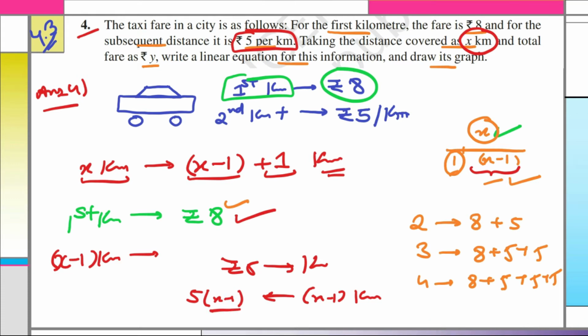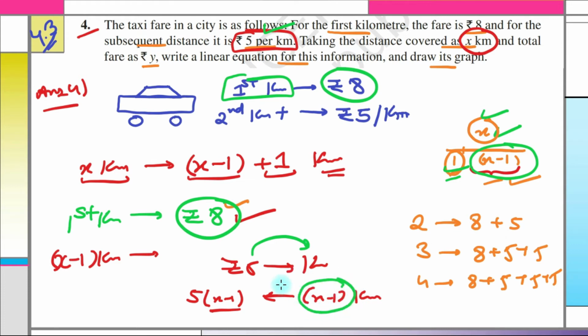I will explain this again. My friends, we are traveling x kilometers. Then we have broken this x as 1 plus x minus 1 kilometers. For the first kilometer the charge is rupees 8, I have noted that down. Now x minus 1 kilometers of distance is left, and according to the question, it charges rupees 5 per kilometer after the first kilometer. From the second kilometer onwards, it is rupees 5 per kilometer. So it will be rupees 10 for 2 kilometers, rupees 15 for 3 kilometers, rupees 20 for 4 kilometers. So for x minus 1 kilometers, by the unitary method, it would be 5 into x minus 1.